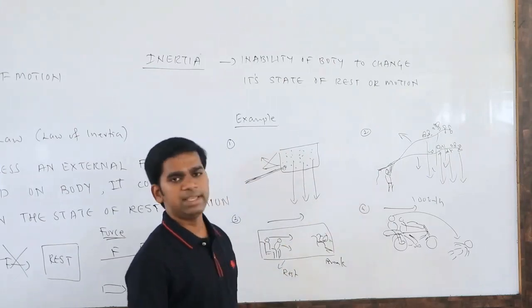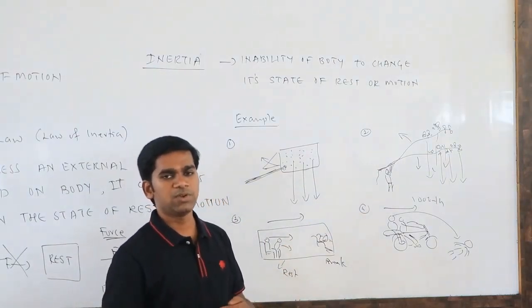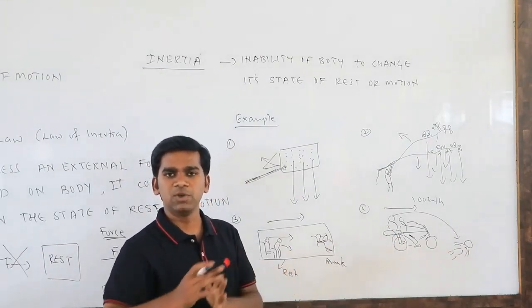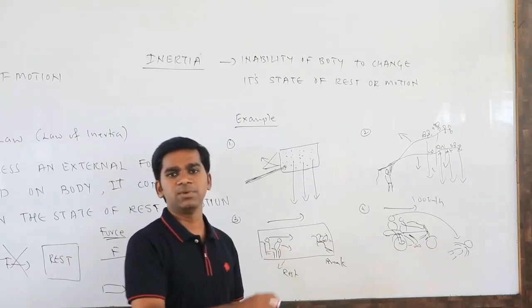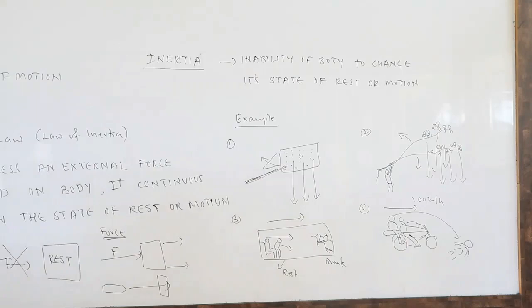So like that, you can see so many examples. When you are getting down from a moving bus, what do you have to do? You have to run for a few, 4-5 steps, because your body is still in motion. Suddenly it will not come to rest. So these are a few examples of the first law of motion.